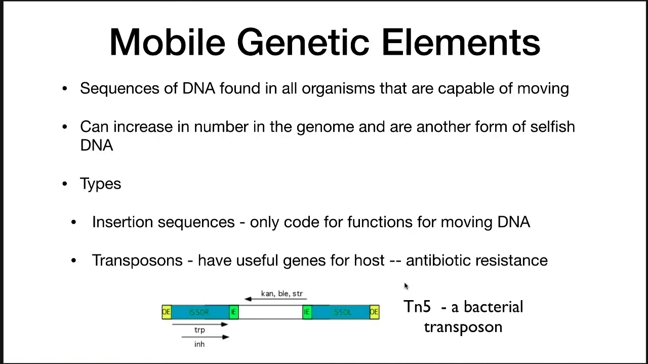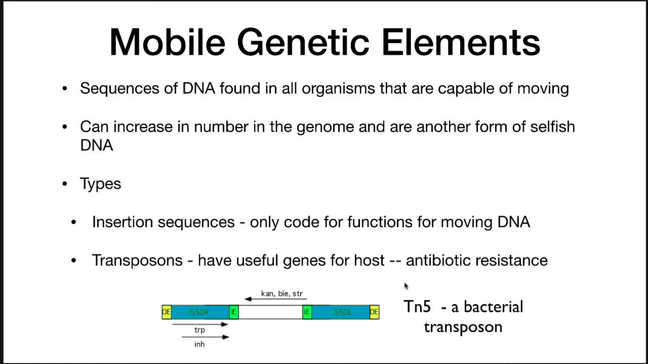One of the ways that you can do this is using transposons or mobile genetic elements. So let's just take a second and explain what those are. Mobile genetic elements are sequences of DNA found in all organisms that are capable of moving. They can increase in number in the genome, and they are another form of selfish DNA, besides viruses and plasmids. Types of mobile genetic elements include insertion sequences that only code for functions for moving the DNA, and then what we're interested in, transposons.